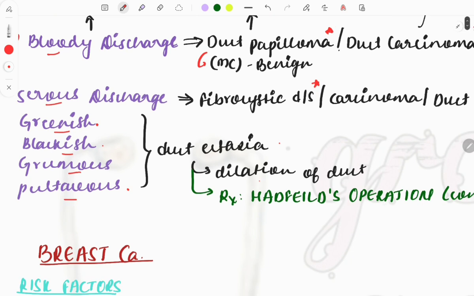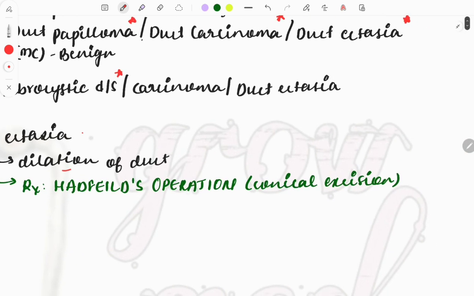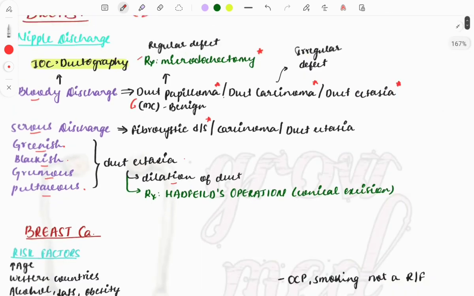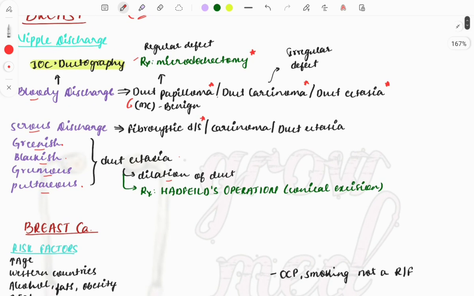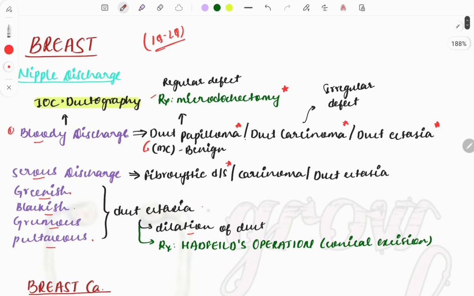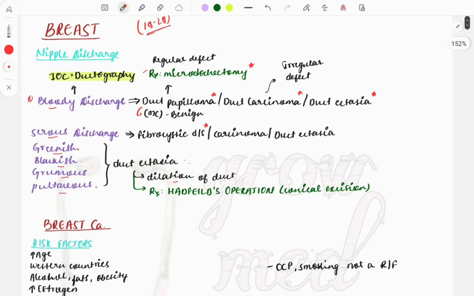Ectasia already discussed, dilation, and the treatment is Hadfield's operation, which is the conical excision of the duct. These are the things you must remember from nipple discharge. And in case of bloody discharge, we will be doing ductography, which is the investigation of choice. These are important things you need to remember.